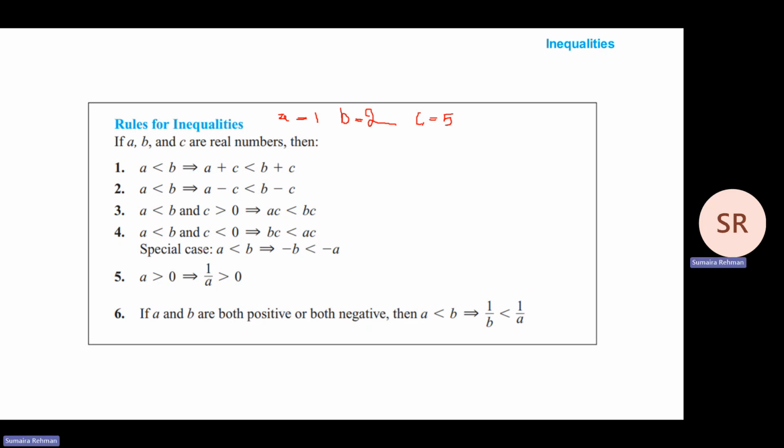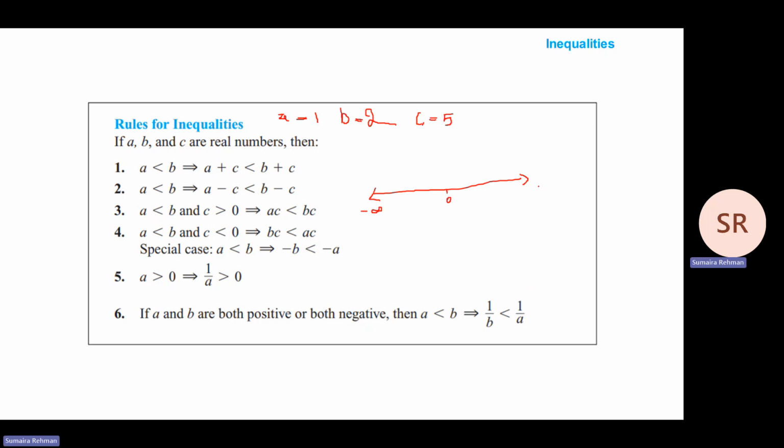Okay, now here I think I will discuss this as well. If a is strictly less than b and c is less than 0. Now this means if the number is less than 0, we know from the number line, that here in the middle we have the origin, and to the left side of the origin we will have the negative values till negative infinity.